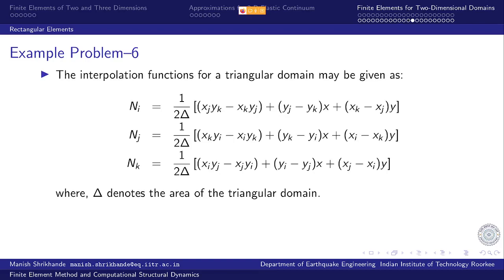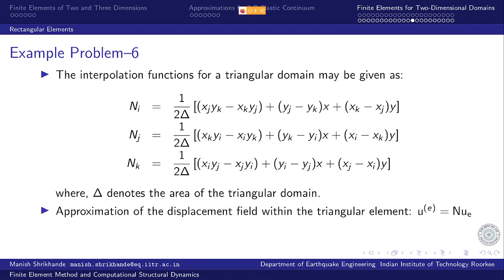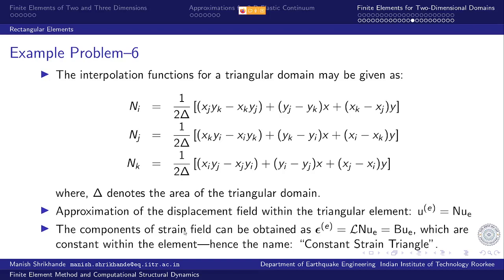And the interpolation functions for the triangular domain are given in terms of the coordinates, and we already discussed the derivation of these interpolation functions. The interpolation model can now be derived in the same form: Ue is equal to N Ue, followed again by strain. Components of the strain field can be obtained by this differential operator operating on this displacement field. So eventually we again get a strain displacement matrix relating nodal displacements to the strain field within the element.